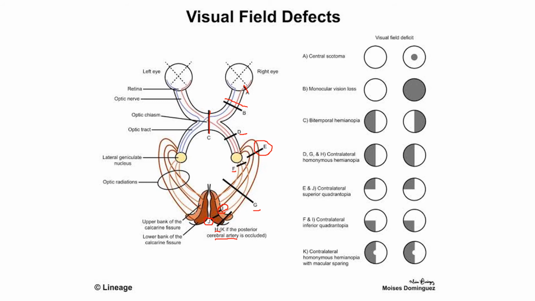Okay? Those could actually happen depending on the level of your visual pathway, kung saan magkakaroon siya ng defect. Okay? So, please make sure that you know these visual defects. Okay? And which part can be severed or can be occluded, kung ano ang mangyayari.